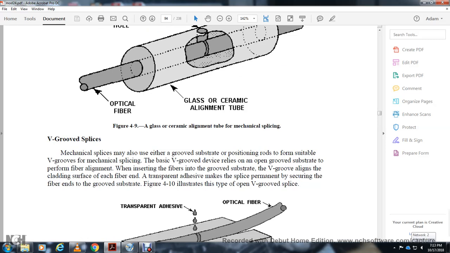V groove splice. The mechanical splice uses a groove substrate to position the fibers, with a suitable V groove. Basic V groove devices rely on an open groove substrate for fiber alignment. When inserting the fiber, the V groove substrate aligns with the cladding surface of each fiber end, and a transparent adhesive makes the splice permanent. The fiber is secured into the groove substrate. Figure 4.10 shows the type of open V groove splice.